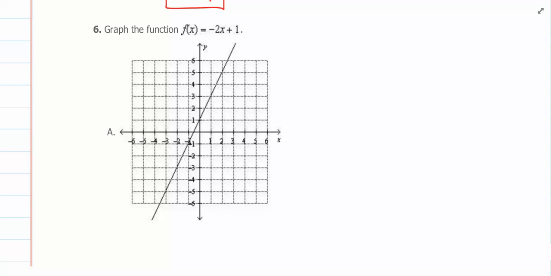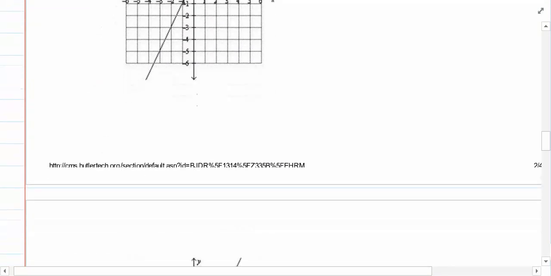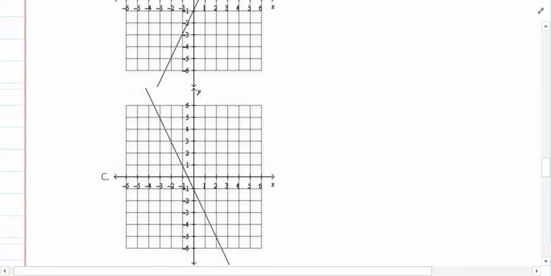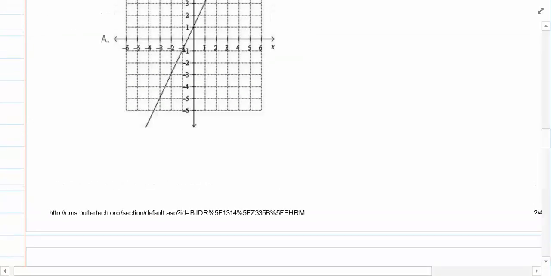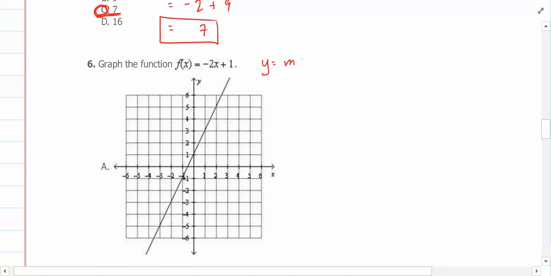Number 6 is a multiple choice question and asks us to graph the function shown here. And it's very similar to the function that we had above. But since it's a multiple choice, we have several choices to choose from. Now, if you're familiar with linear functions and their properties, you may recognize that this looks like the function y equals mx plus b. And if you recognize the m value and the b value and can graph from there, then I would encourage you to do so.